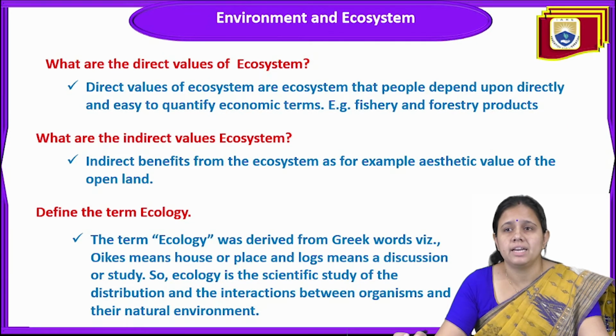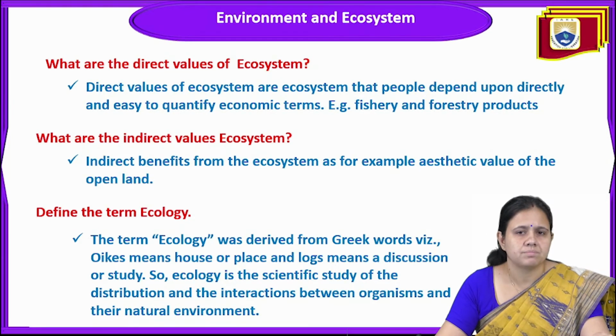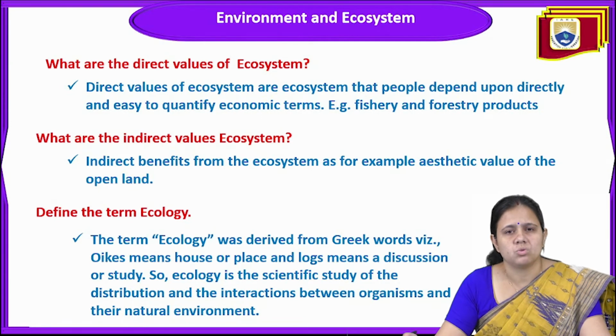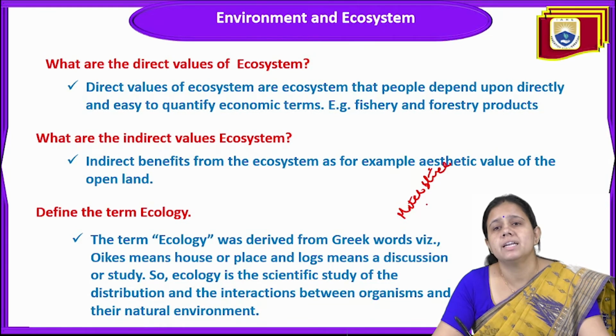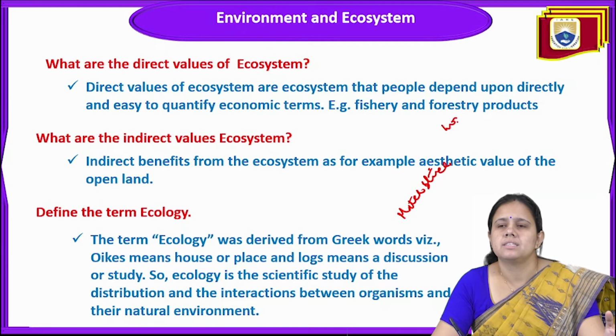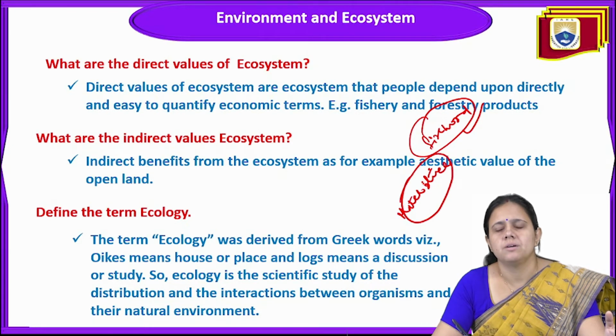So these are the direct benefits of an ecosystem. Next thing is about the indirect value of the ecosystem. Indirect benefit means those benefits that will come to a human being indirectly. Its first example is the aesthetic value of an open land, and indirectly if we get any product, like a wood product, we can say that it is an indirect value. Matchstick is an example of an indirect value of an ecosystem. Wood, firewood we will get, this is an example of direct value of an ecosystem, and matchstick is an example of indirect value of ecosystem.